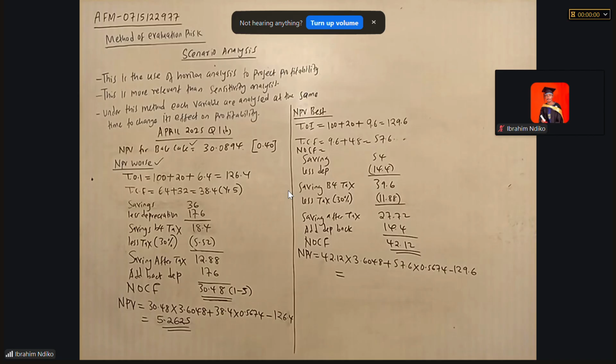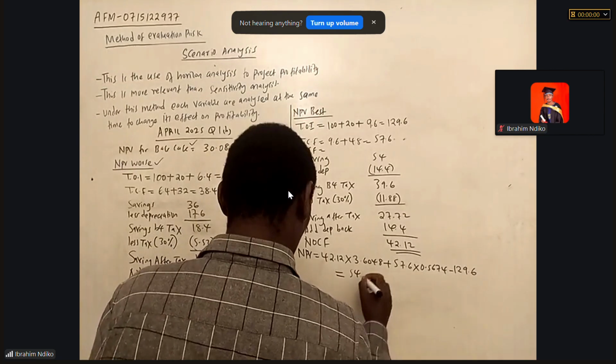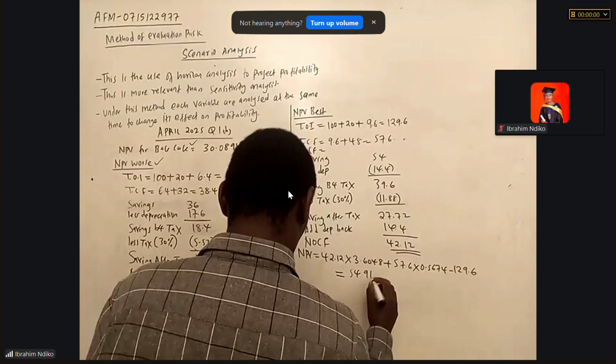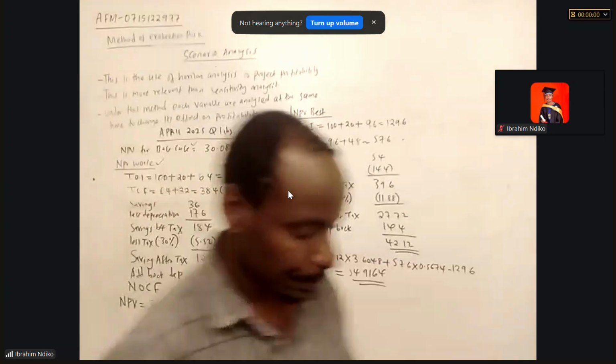57.6 times what? 0.74. 129.6. Tunapata ngapi? 54.91. Tuko sawa hadi hapo?